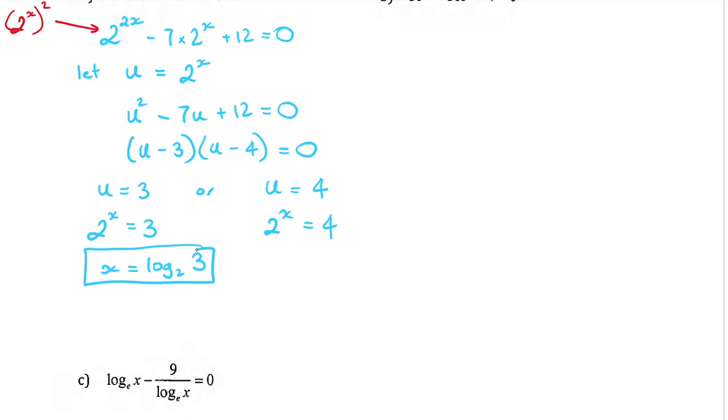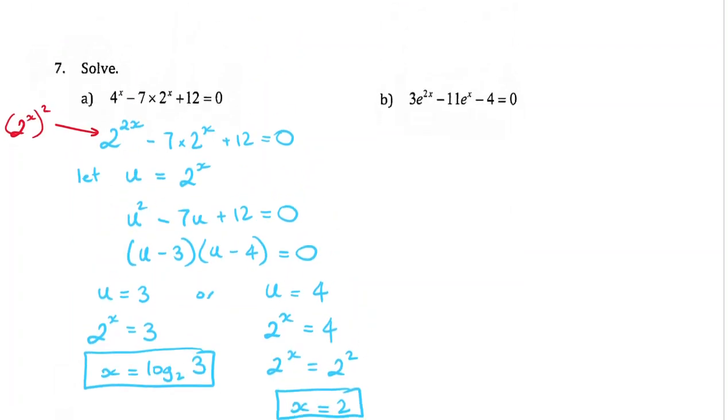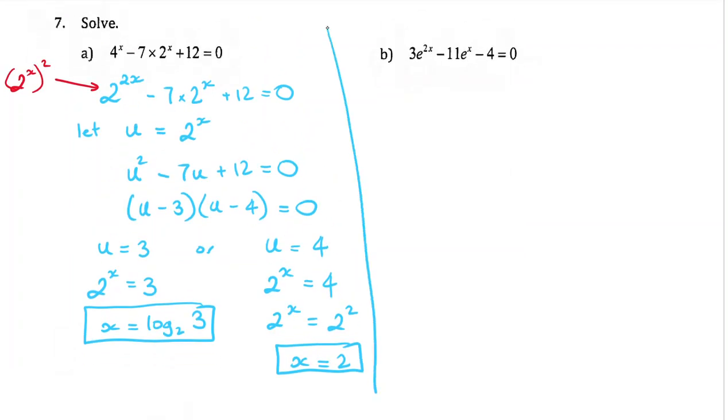You could do a sliding base again, but this one's actually a nice one. You could change 4 to be 2 squared, which means if the bases are the same, powers must be equal, and x is equal to 2. Nice number. Wasn't that fun? Let's do it again. It was so much fun. Here we go. Question B.